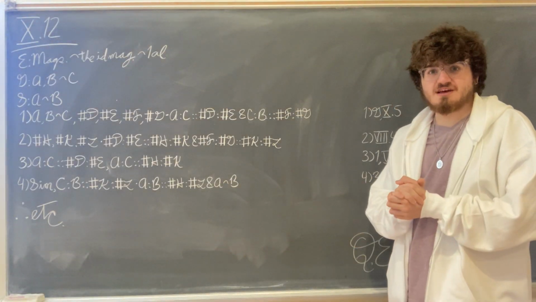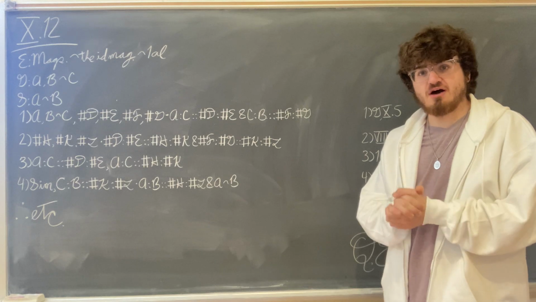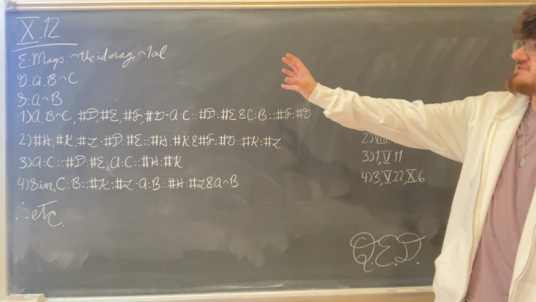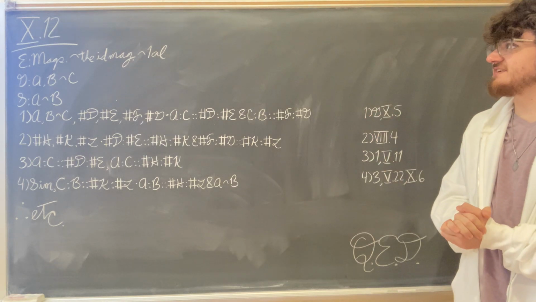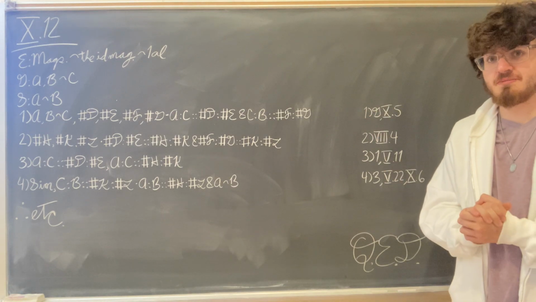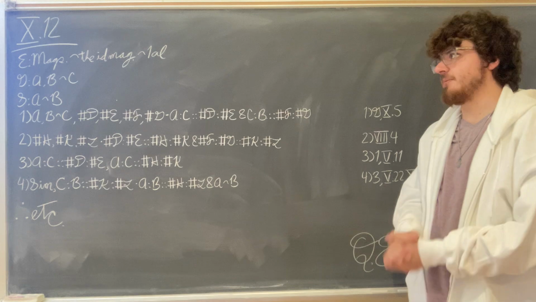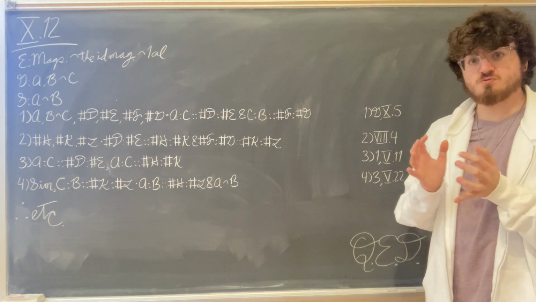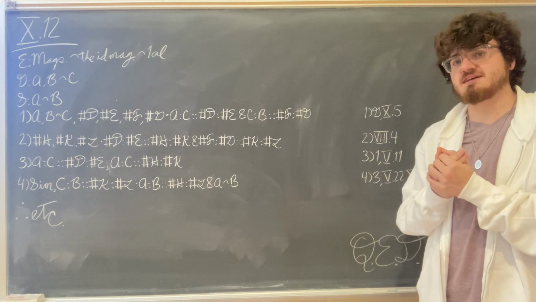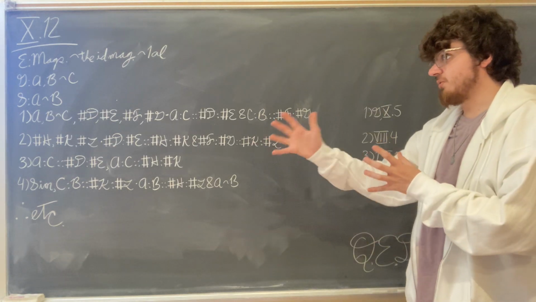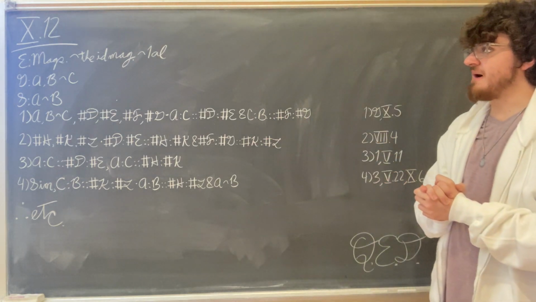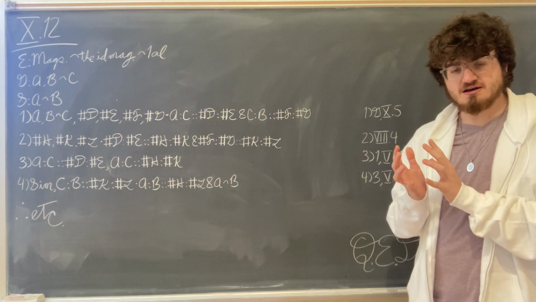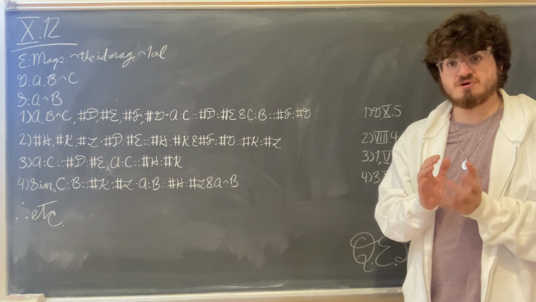Hello, this will be a demonstration of Proposition 12 from Book 10 of Euclid's Elements, which says that magnitudes which are commensurable with the same magnitude are also commensurable with one another. We'll have two magnitudes, A and B, both of which will be commensurable with a third magnitude, C. And we will want to show that these two magnitudes, A and B, are not only commensurable with C, but are also commensurable with one another.